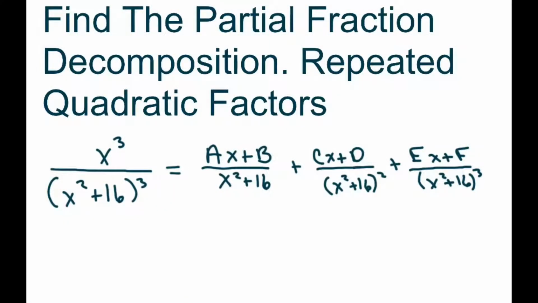Hi everyone, we're going to find the partial fraction decomposition of this problem. It has repeated irreducible quadratic factors. So I set it up like this: ax plus b, then cx plus d, and then I had to square it, and ex plus f. We've got to get all the possible combinations that it could be to get our least common denominator, which is this here.